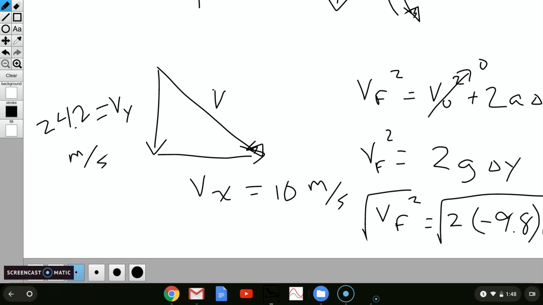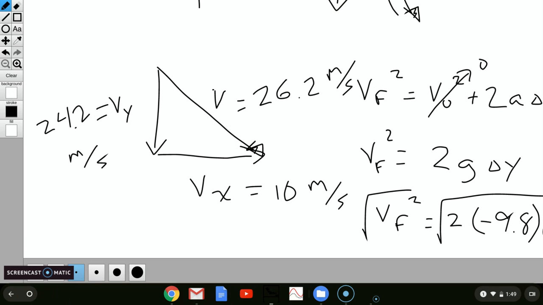And now I've got the two sides of my rectangle, so now I can just do a squared plus b squared equals c squared. And I get, for the whole shebang, the velocity is 26.2 meters per second.